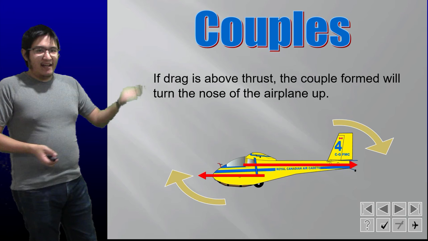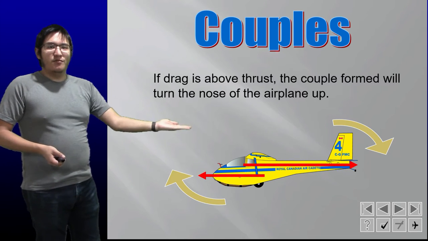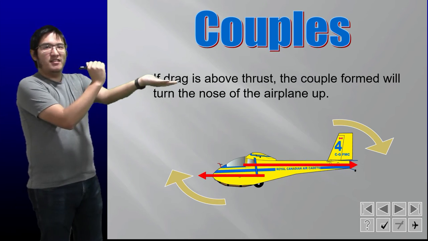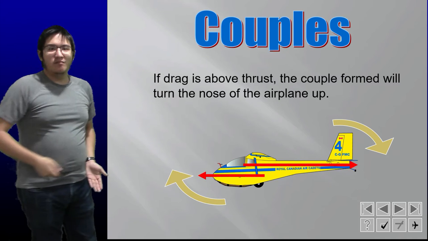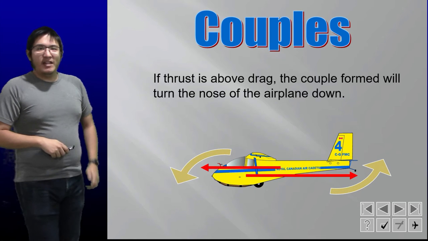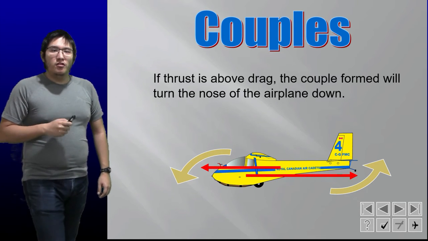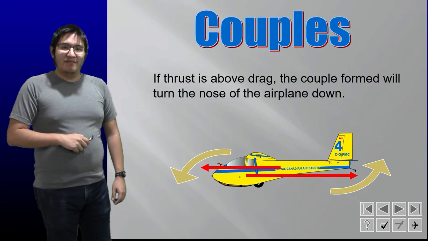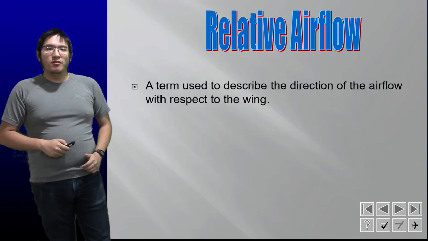Again, emphasizing that since thrust is pushing forward and drag is pushing back, but one is above the other, that will result in a turn, or in this case a pitch. And vice versa, if thrust is above drag, the couple will turn the nose of the airplane down.